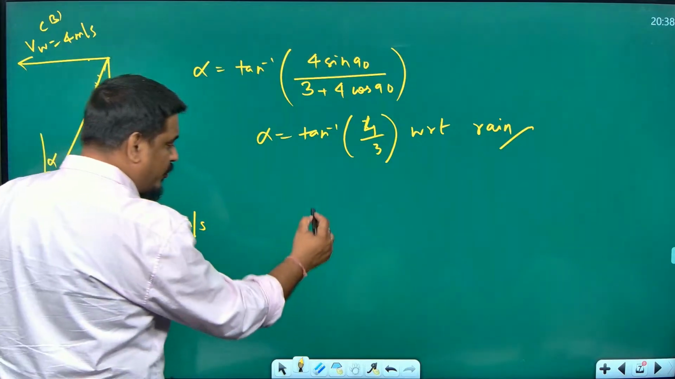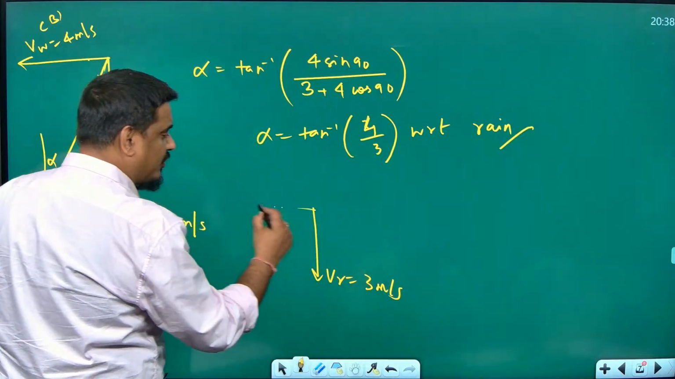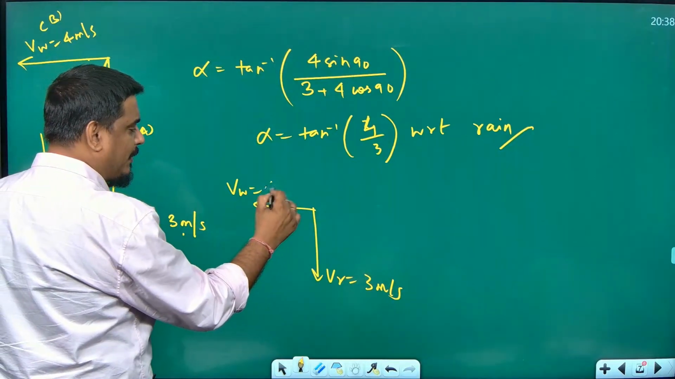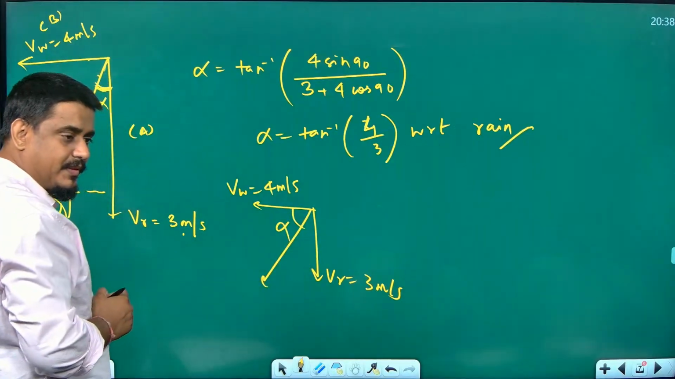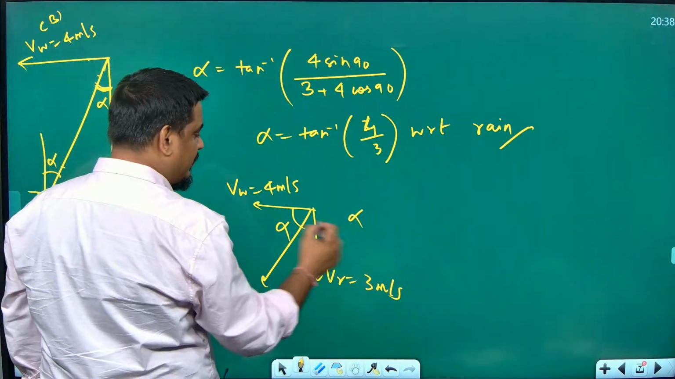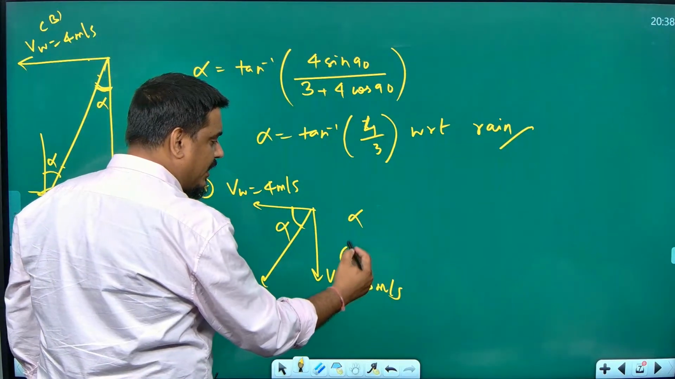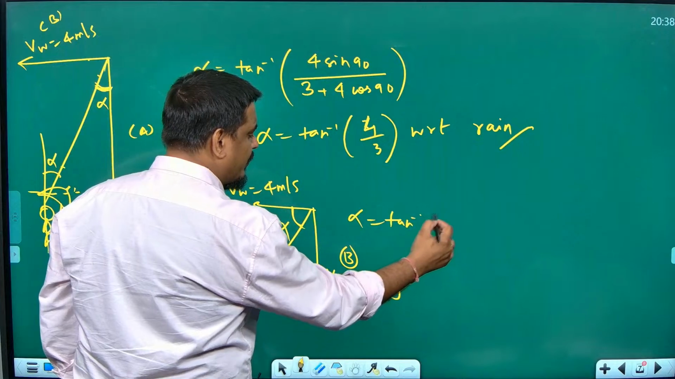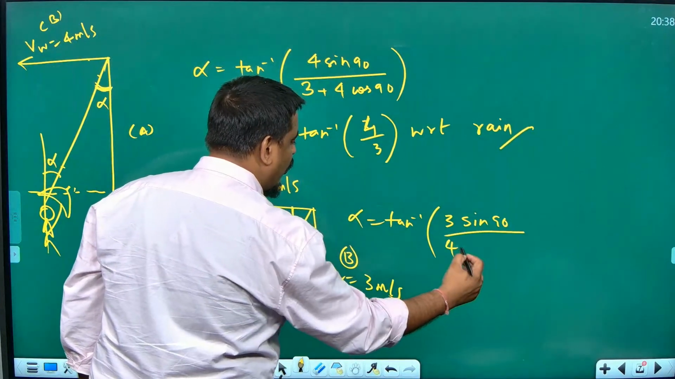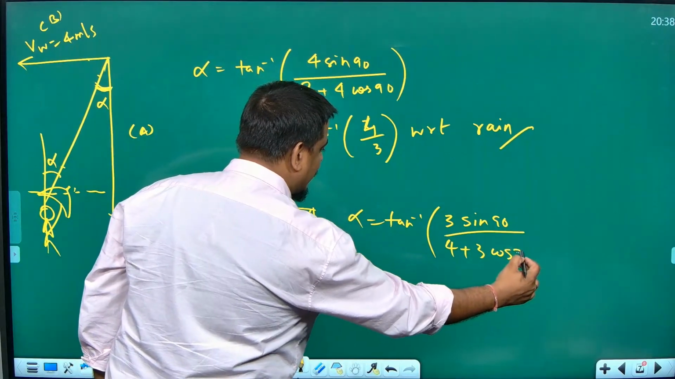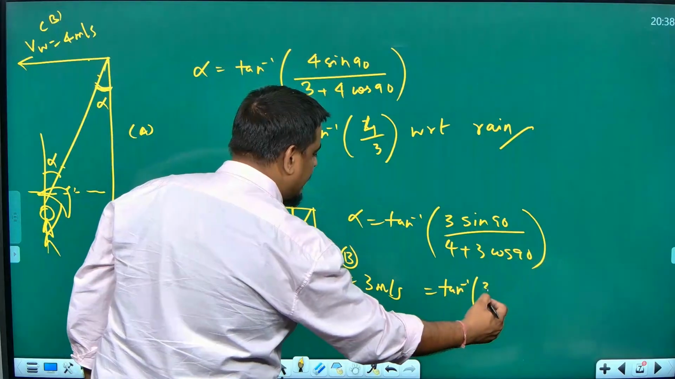See, the same question: velocity of rain is how much? 3 meter per second, and velocity of wind is 4 meter per second. If a student is taking this as alpha, then alpha will become, I told you, side attached to alpha will become A and this will become B. So alpha will be tan inverse of 3 sin 90 by 4 plus 3 cos 90. What is cos 90? 0. Sin 90 is 1. So you will get tan inverse of 3 by 4.